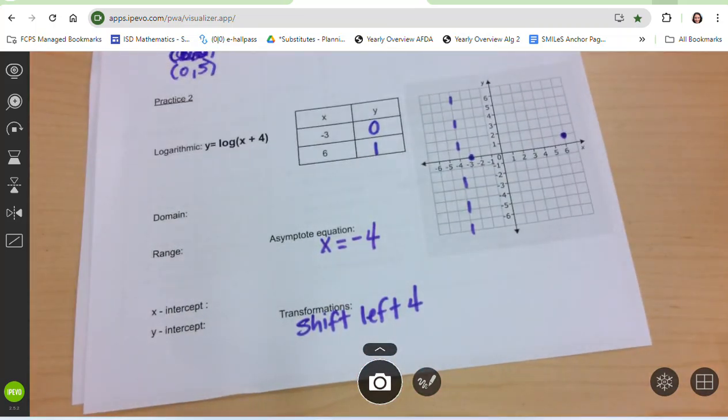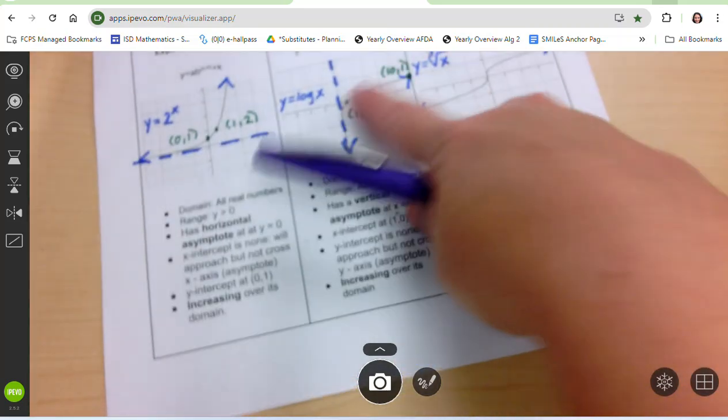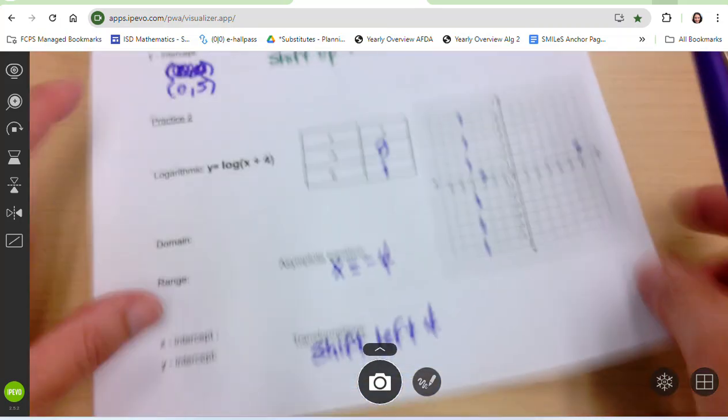Now we have to look back and see what was the shape of the logarithm function. So from page 1 of your notes, the logarithm has this shape here, and so I'm going to draw it in.